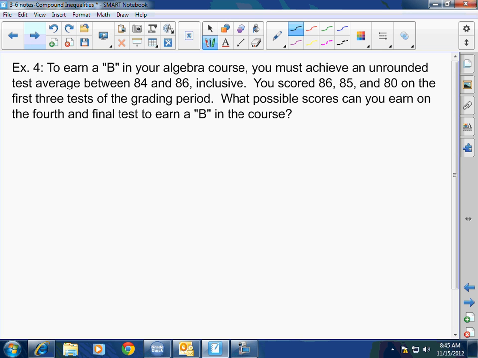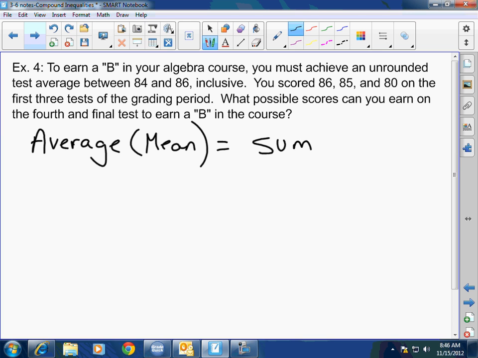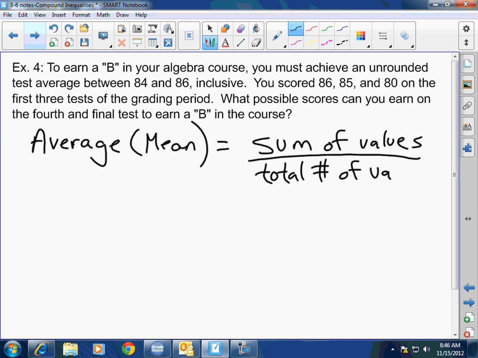Now, in order to do this, guys, we got to go back in time a little bit and remember what the formula for average is. So what is the formula for average? Average is also known as mean. Okay? So, come on, guys. How do we find an average? Very good, son. It's the sum of values divided by the total number of values.